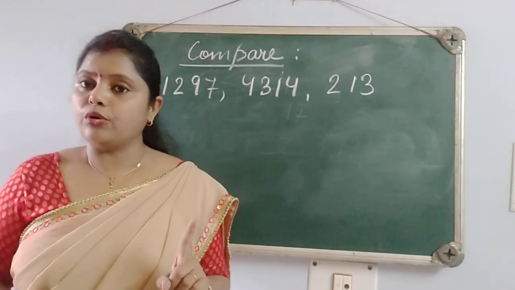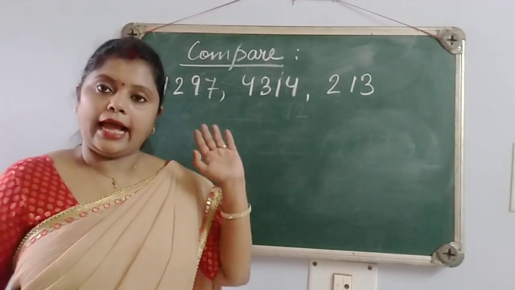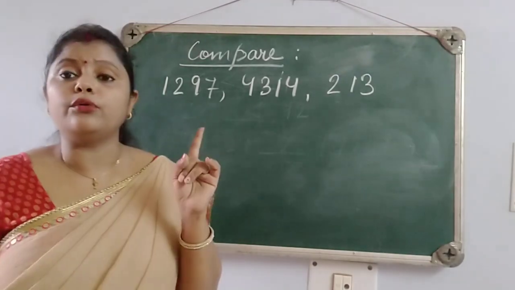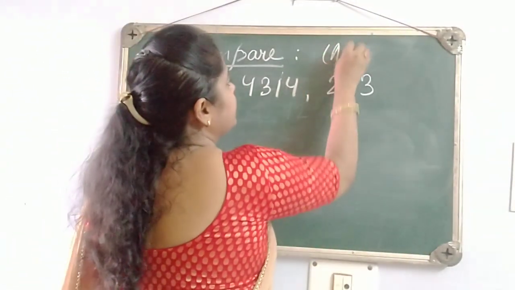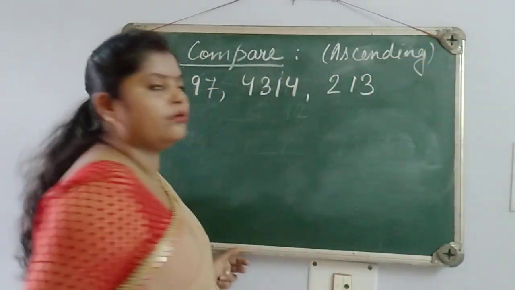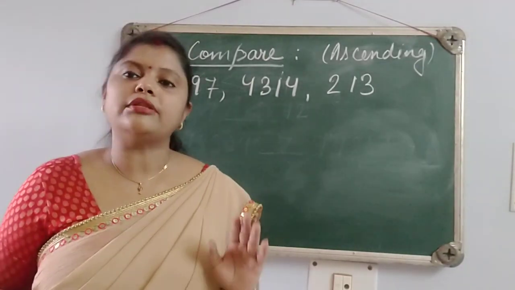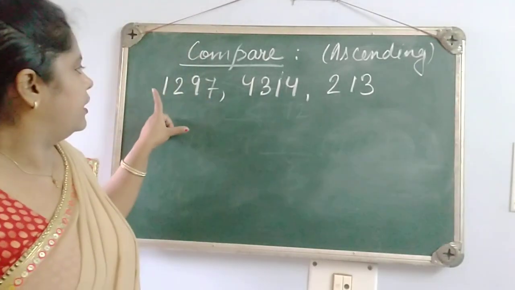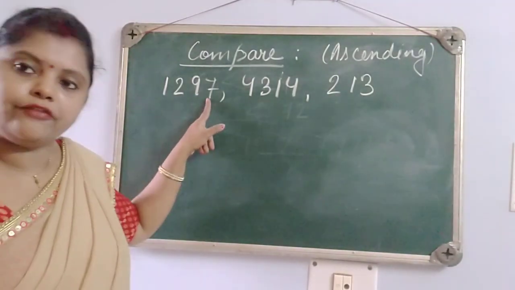The first work I told you: you have to first count the digits, okay? And here we have to arrange in ascending order. Our work is to arrange in ascending order, okay? So first of all, we are going to count the number of digits. Let's see how many digits we have here. 1 2 3 4, only 4 digits.